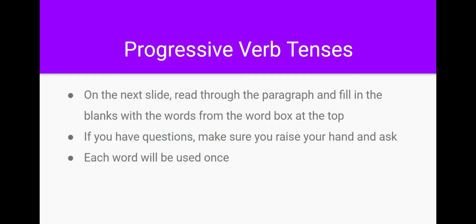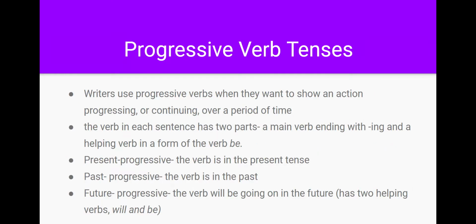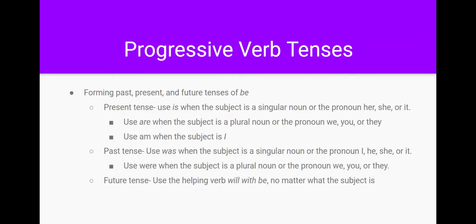Remember, let's go back and review. Make sure you review this slide right here, talking about what words you use when you're in the present tense, the past tense, and the future tense. So remember, in future, you're going to use a helping verb will with the word be, no matter what the subject is. So for example, it will be continuing through the weekend. That is showing future progressive. So that's showing the future tense.